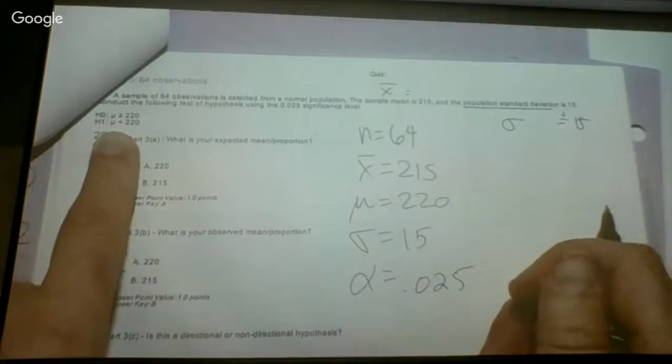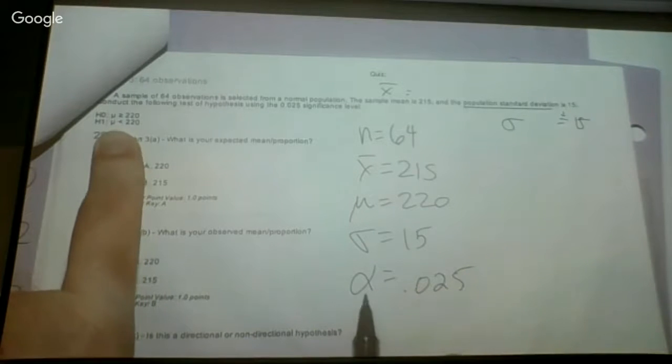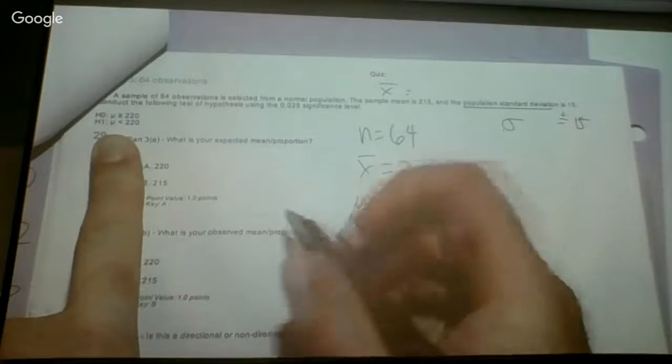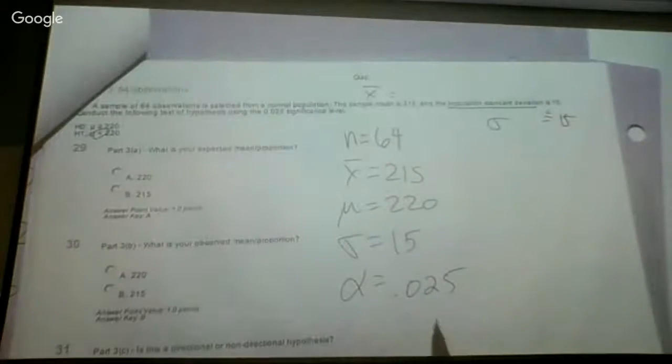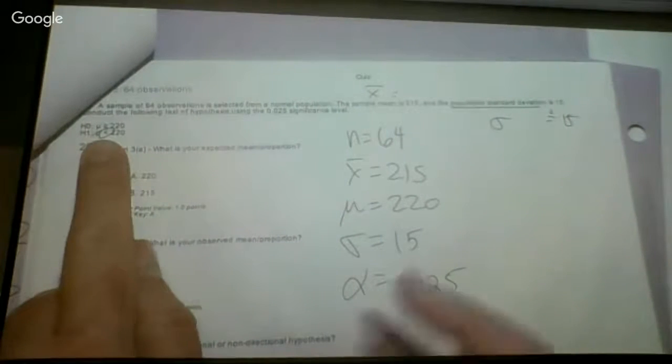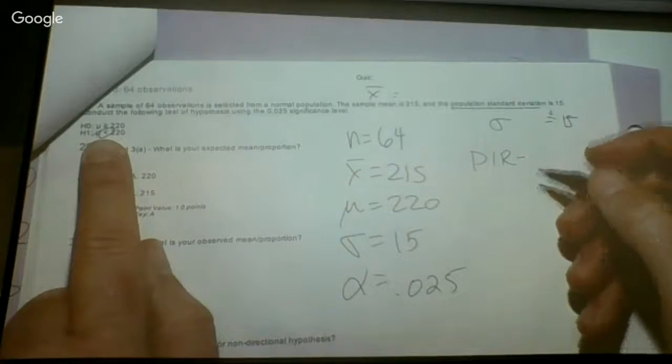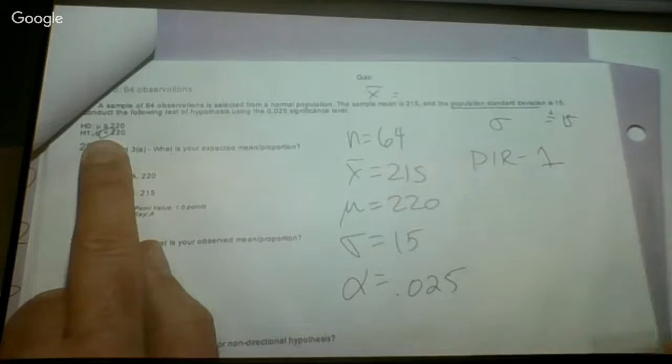Okay. I want to know directional or non-directional. How do you know? Greater than or less than. I've got less than. That means directional. How many tails in a directional hypothesis? One tail in a directional hypothesis.